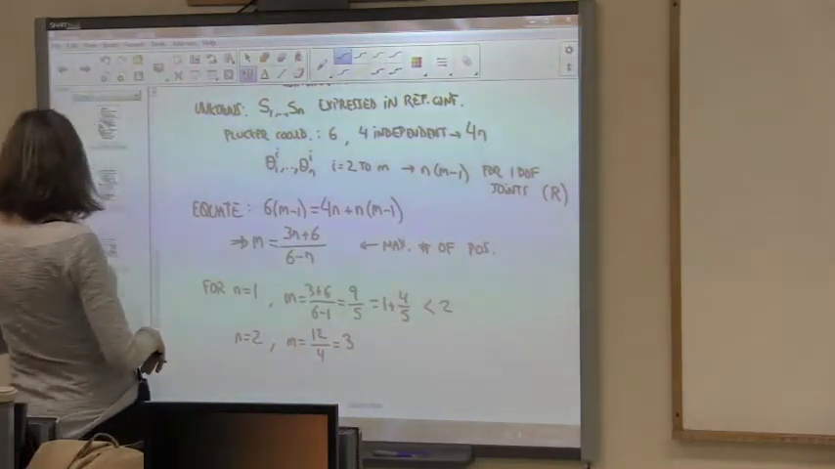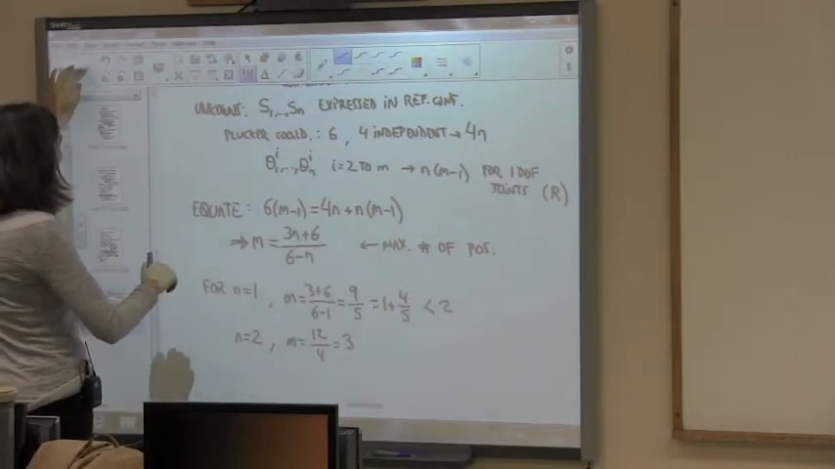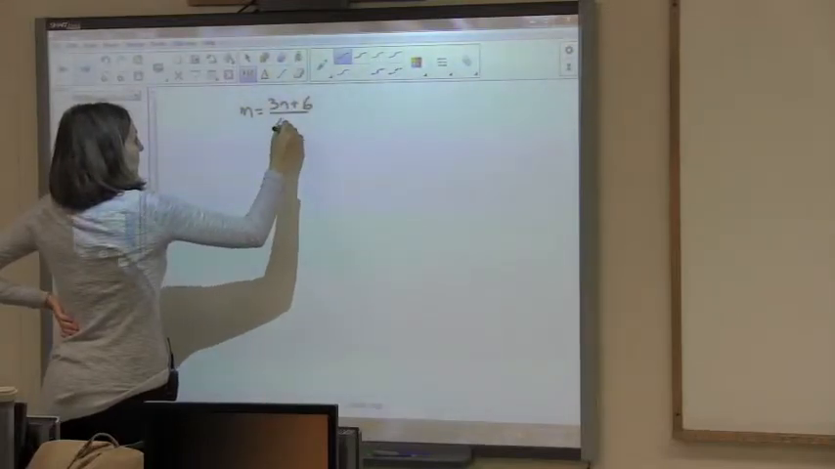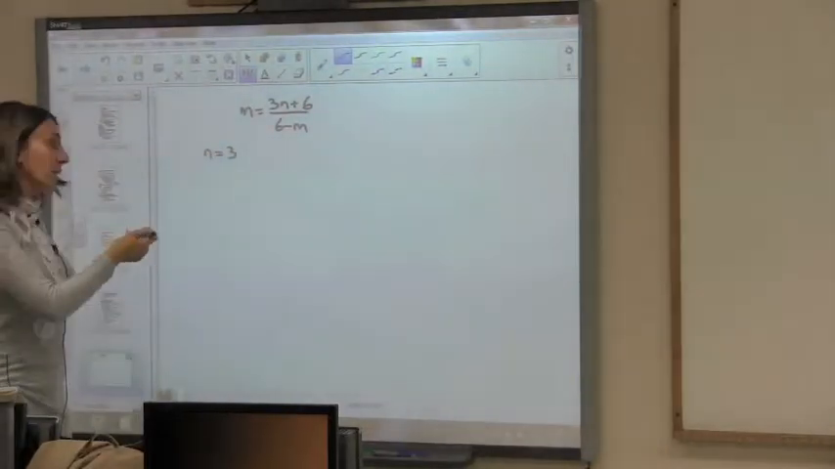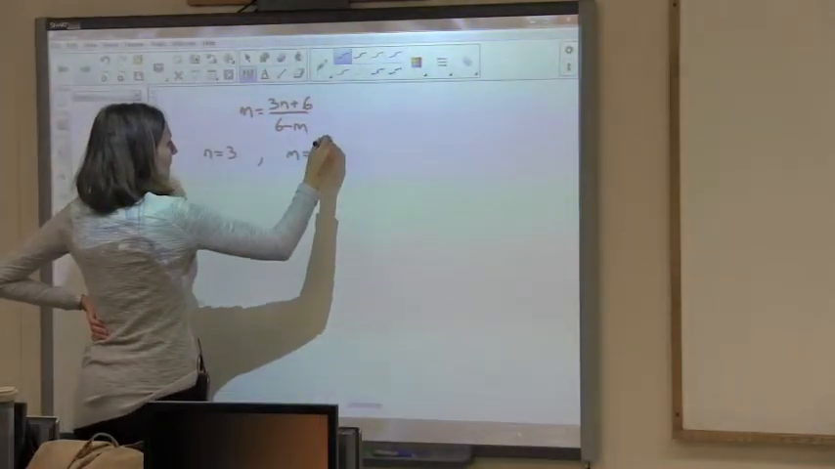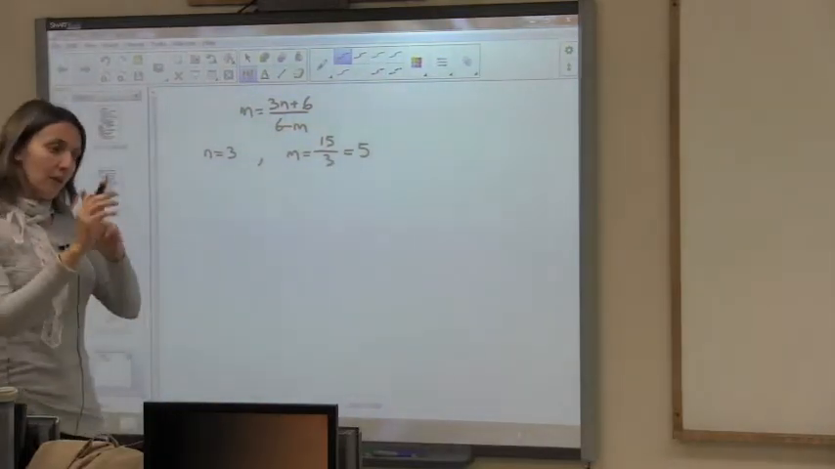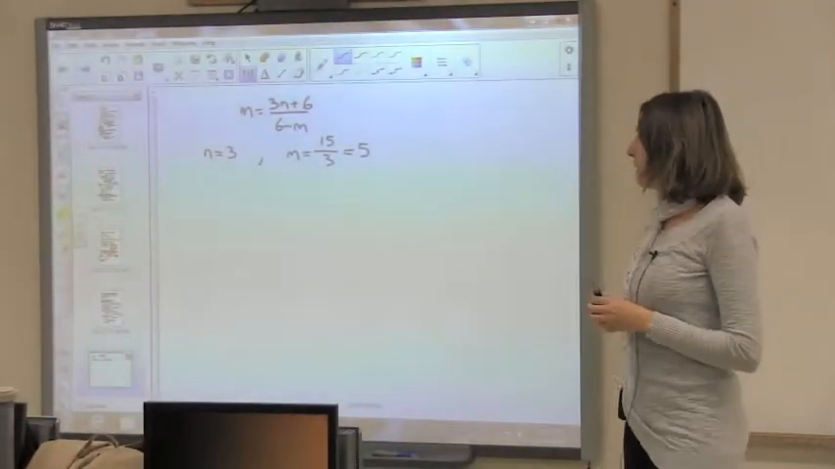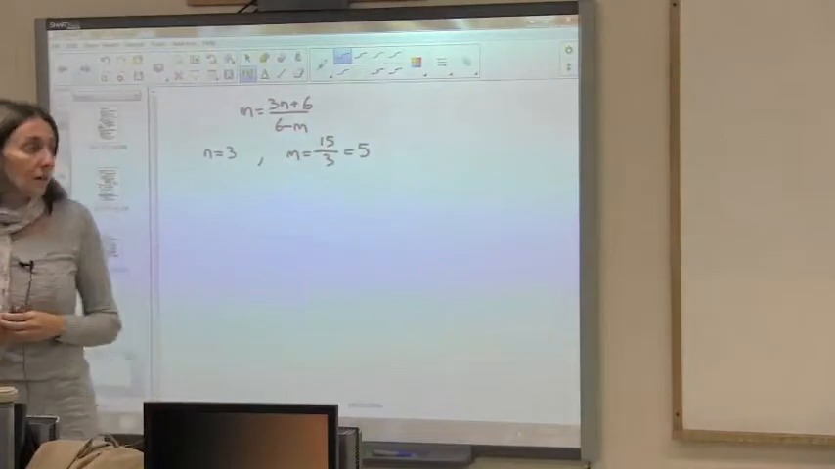Let's keep counting. I don't want to extend. Let me just move to another page. M equals (3n plus 6) divided by (6 minus n). For n equals 3, so this is the RRR robot that we will be working on, m will be equal to (9 plus 6), 15 divided by 3, and this is 5. So for a robot with 3 arbitrarily located revolute joints, you can define up to 5 positions in space. That's the maximum it can get.